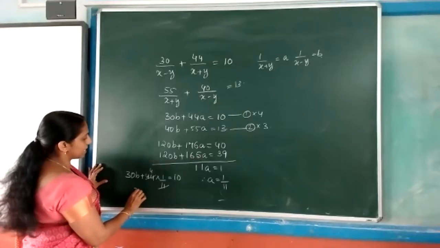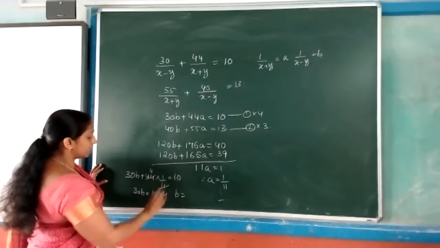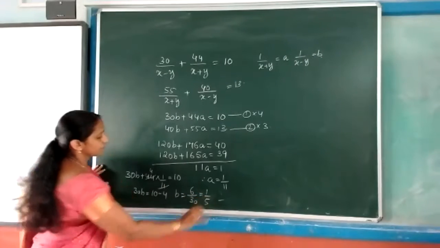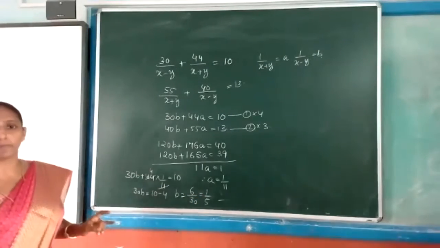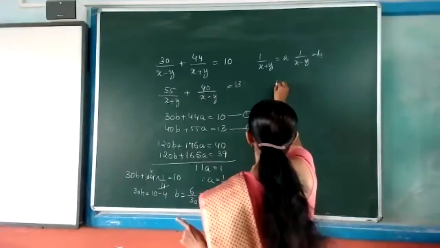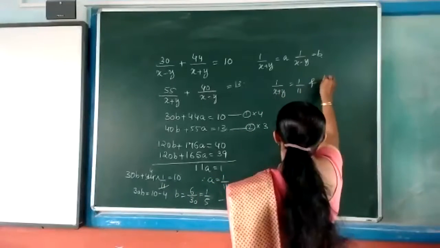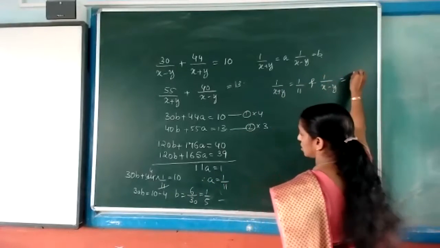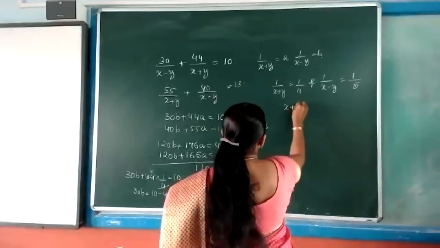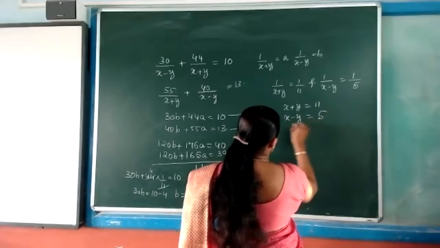So 30b is equal to 10 minus 4, or b you are getting as 6 by 30, that is 1 by 5. b you are getting as 1 by 5, a is 1 by 11, that means 1 upon x plus y is equal to 1 by 11, and 1 upon x minus y is equal to 1 by 5. That is x plus y equal to 11 and x minus y is equal to 5.